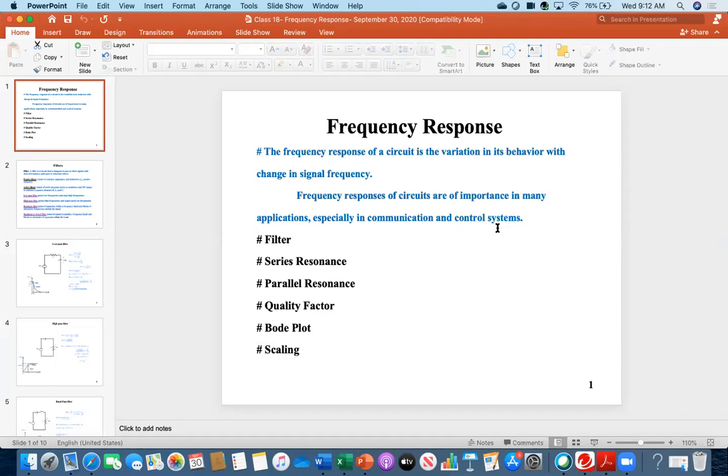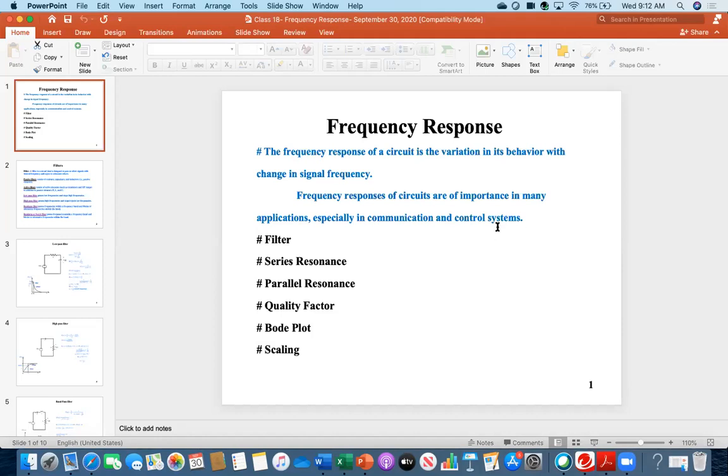Here I have written in terms of application that frequency has a lot of application in communication, control systems, navigation systems, aeroplane systems, and a lot of industrial control systems. So therefore, frequency response is very, very important.